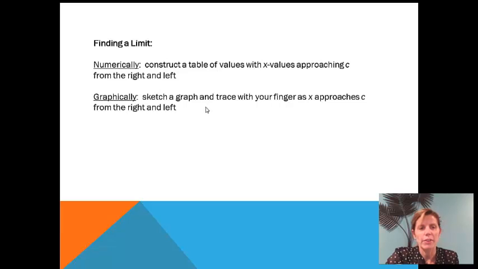All right. To find a limit, one way that we'll do it is numerically. And if I ask you to find the limit numerically, I would like you to construct a table of values with x values approaching c from the right and from the left. If I ask you to find a limit graphically, you'll need to sketch a graph and trace with your finger or your calculator as x approaches c from the right and left. And now we're going to do 3 examples just to give you a good idea of what this involves.